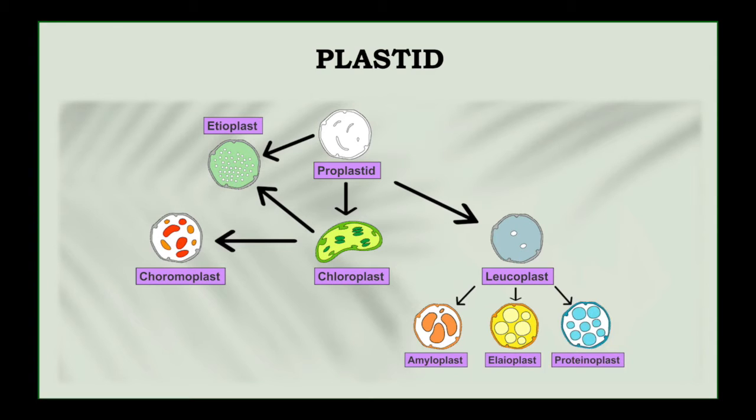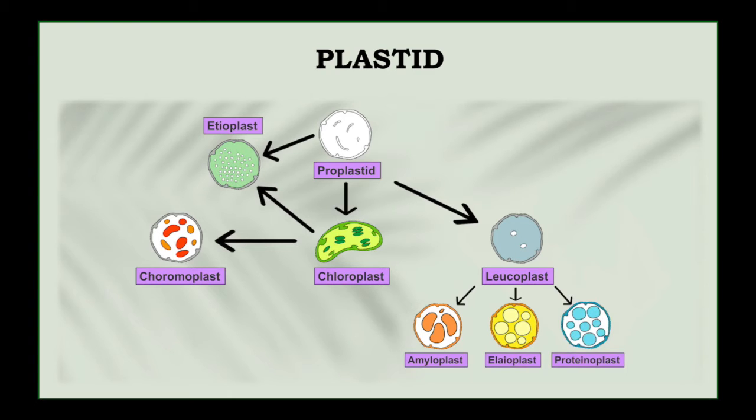Actually, the proplastid, if it receives adequate sunlight, it will be converted to chloroplast. It will have chlorophyll, but if it is not receiving adequate sunlight, it will be converted to leucoplast, and it will act as a storage organ. On the basis of the nature of the storage compound, it can be amyloplast, which is storing starch. It can also be elaioplast, which is storing lipid, and it can be proteinoplast or aleuroplast, storing the protein or aleurone grains.